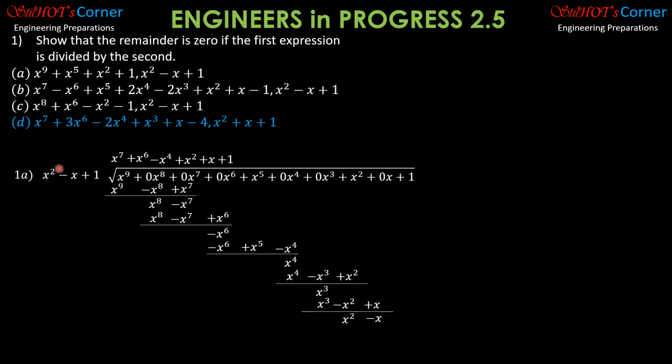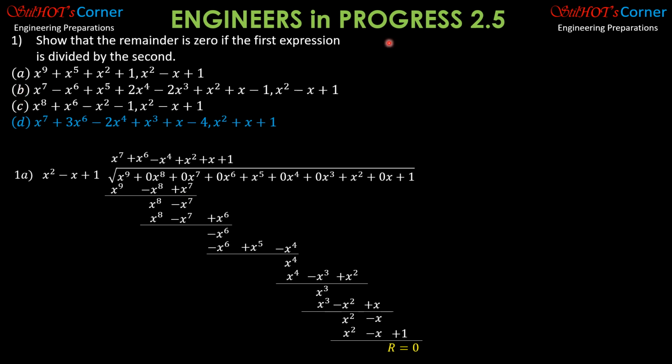x squared divided by x squared is positive 1. 1 times x squared is x squared. 1 times negative x is negative x. And 1 times 1 is 1. So subtract. So x squared will be eliminated. Negative x minus negative x is 0. Then 1 minus 1 is also 0. So that's why the remainder is 0. So we have shown that the remainder when the first expression is divided by the second is 0 for part 1a.